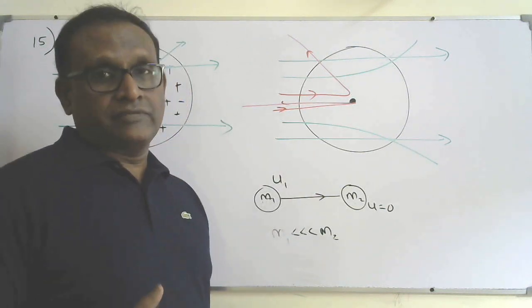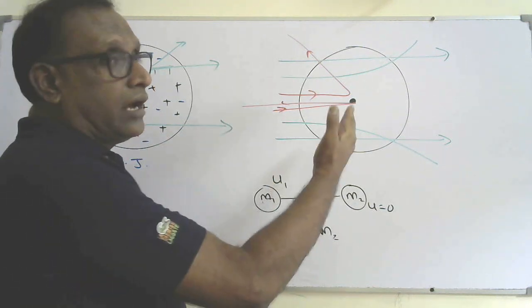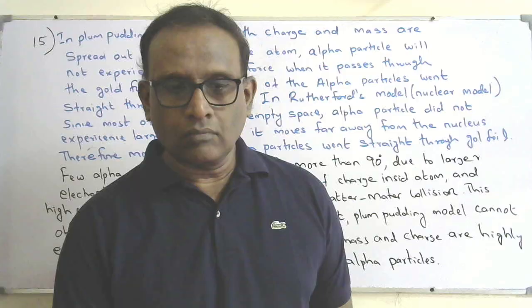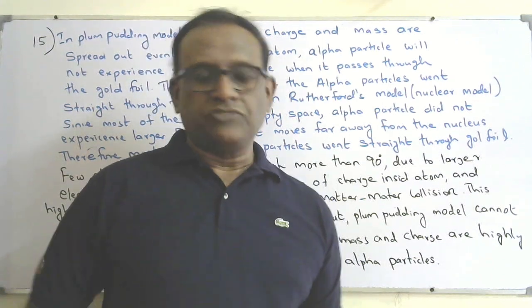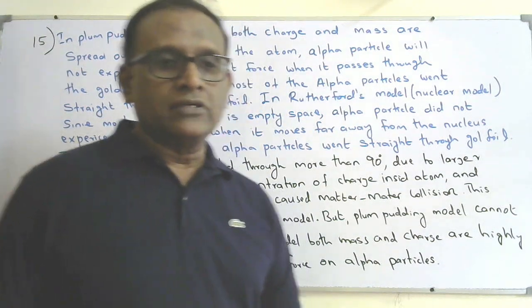So from that observation, we can say J.J. Thomson's model is not acceptable. Rutherford model is acceptable. So I'll write the answer now. Okay, so the answer for this question, it is a 6-mark question. So give it on the board.